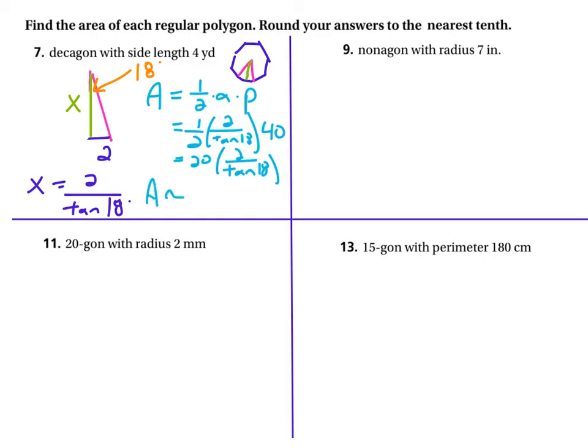And if we calculate that, let me just grab my calculator over here. Thanks for your patience. Let's say 2 divided by tangent of 18 times 20. We get 123.107, or approximately 123.1 yards squared.